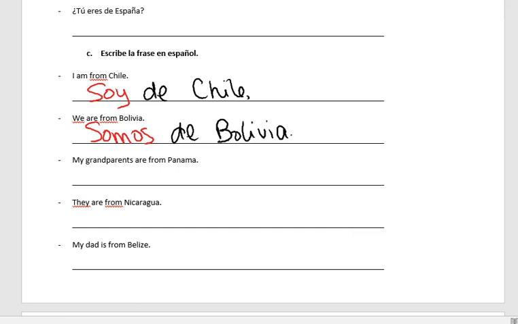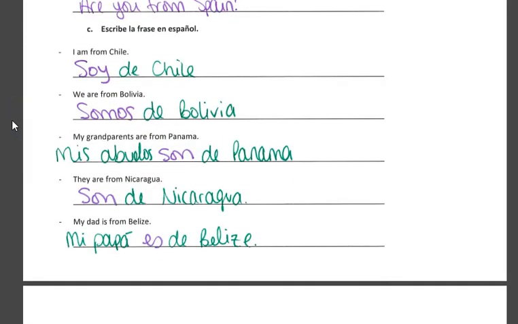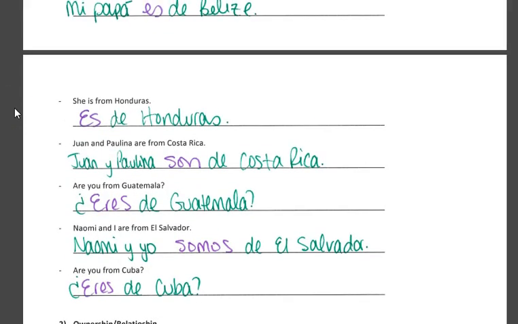Alright, so try the next 3 on your own, pause the video, and then when you've done that, check your answers. Here are your answers. So my grandparents are from Panama. Mis abuelos son de Panama. They are from Nicaragua. Son de Nicaragua. My dad is from Belize. Mi papá es de Belize. She is from Honduras. Es de Honduras, or ella es de Honduras would work.